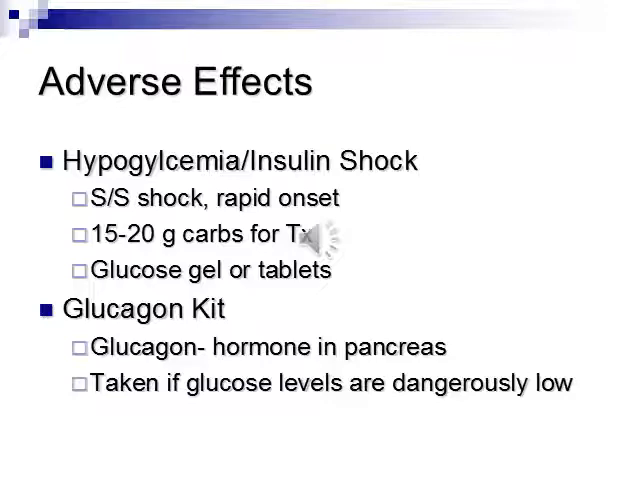15 to 20 grams of a fast-acting carb will help treat it, and you've probably seen at your clinical sites that a lot of ATCs carry glucose gel or those glucose tablets that basically represent that 15 to 20 grams of fast-acting carbs. If by chance the glucose levels get really low, a lot of diabetics will also have what's called a glucagon kit. If you remember, glucagon is the hormone in the pancreas that helps to release stored glucose. So if the blood sugar levels get extremely low and they need a glucagon injection, they will have that available as well.